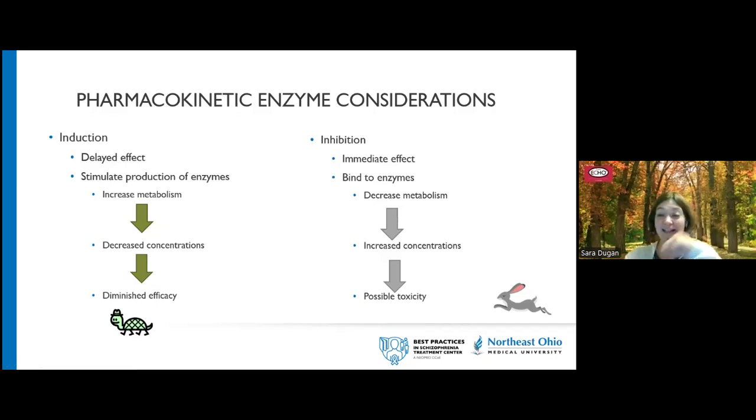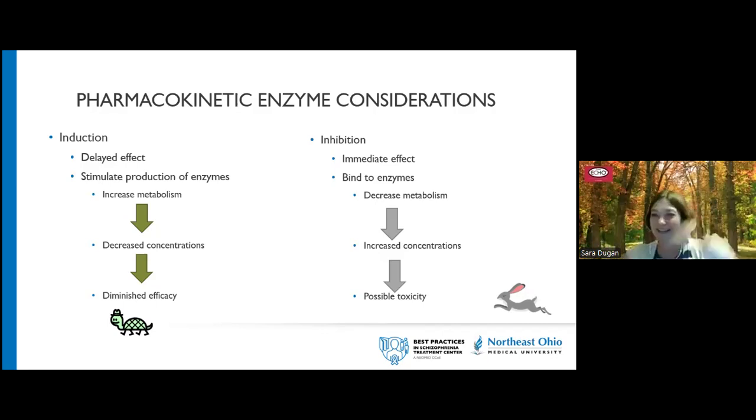The opposite of that is going to be the inhibition. This is the hare. This happens very quickly. So these medications that are inhibitors can bind to the enzyme. They bind to the enzyme and make it less efficient. It's not as able to process the medication. So if it's less efficient, we have less metabolism. Less metabolism means we end up with higher concentrations. So those enzymes are not able to chew through the drug, and those concentrations stay higher for a longer period of time. In some cases, like the HIV example I gave previously, that's what we're looking for.